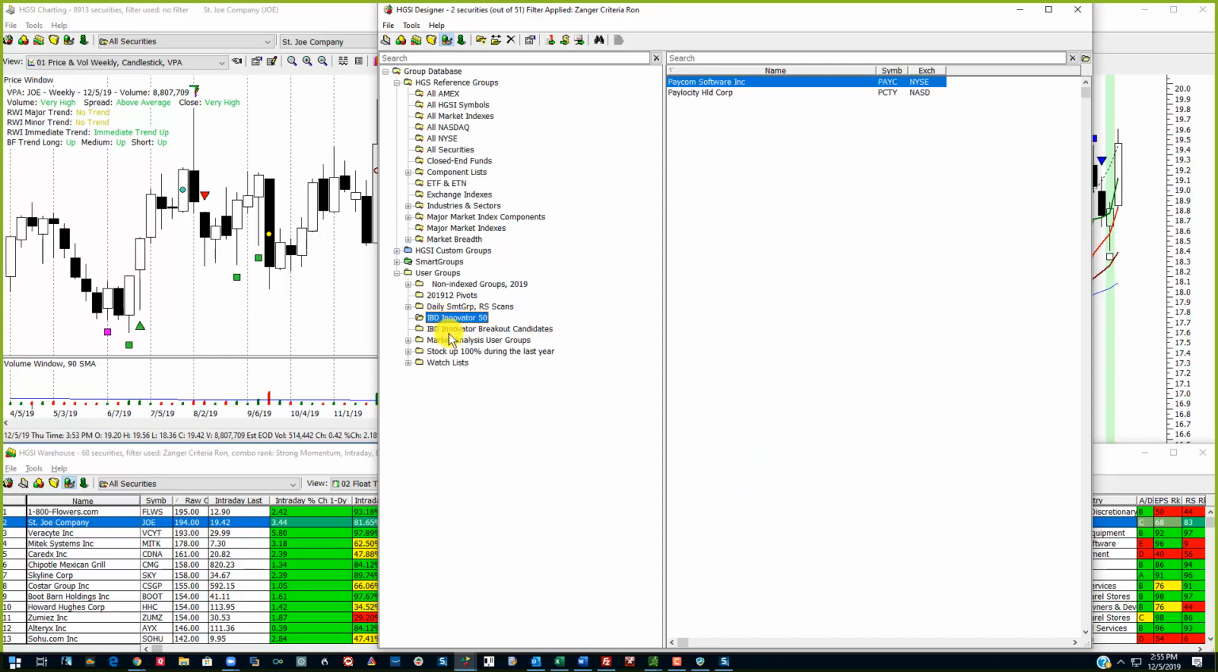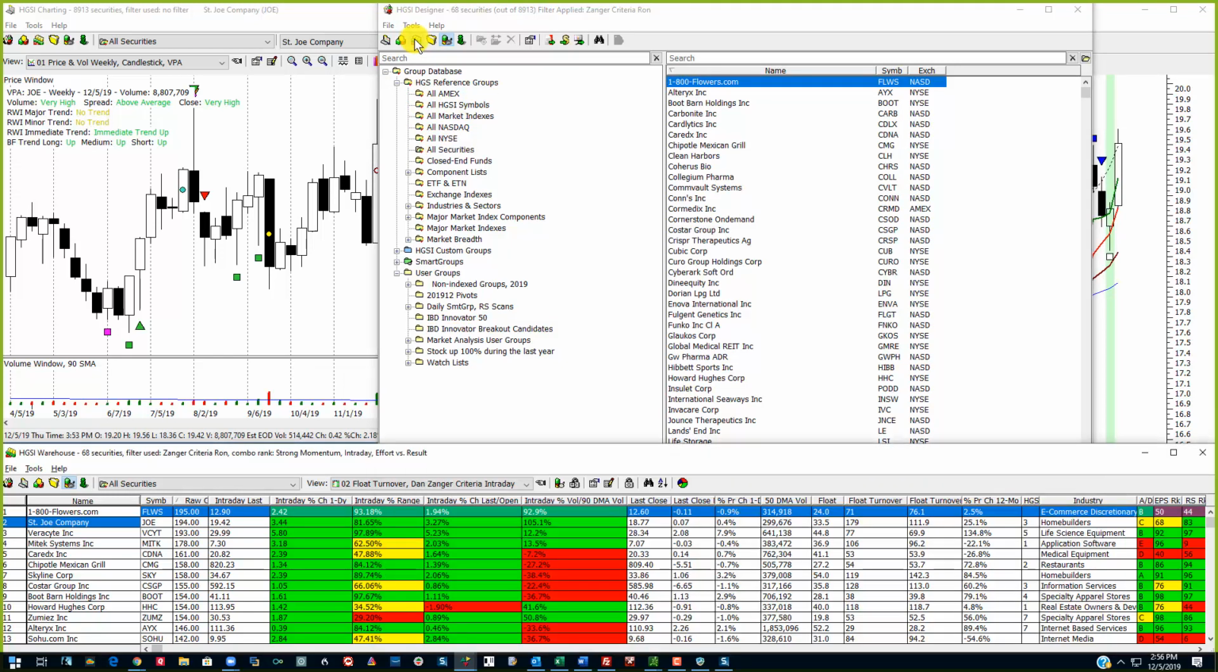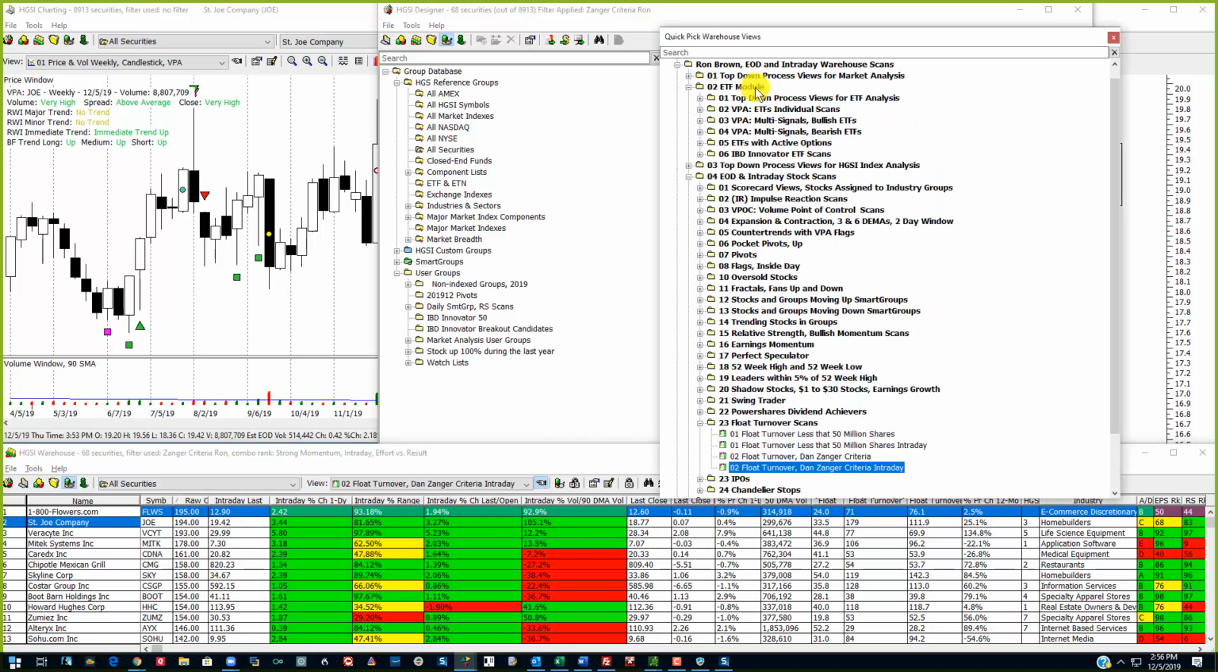By the way, have any of you been looking at the IBD Innovator 50 and the breakout candidates? They didn't update that for a month, and now they've updated it again this week. Just as a quick review, I don't want to get diverted too much, but it's actually an ETF, which is in my market timing group also. Let me show it to you before I move on to those other charts. I'm in all securities. You will find these under the ETF module.